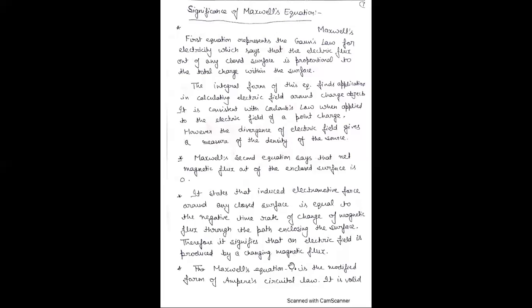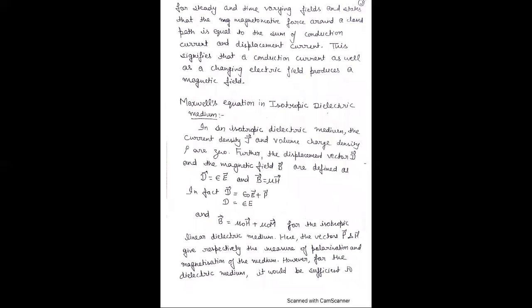Now the fourth equation is derived with the help of Ampere's law. This is the modified form of Ampere's circuital law. It is valid for steady as well as time-varying fields. The magnetomotive force, meaning H around a closed path, means del cross H is equal to J plus curly D by curly t, and its integral form is H dot dl, which is equal to the sum of the conduction current J plus the displacement current curly D by curly t.